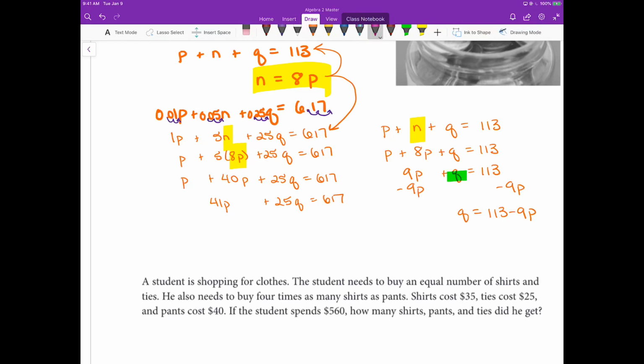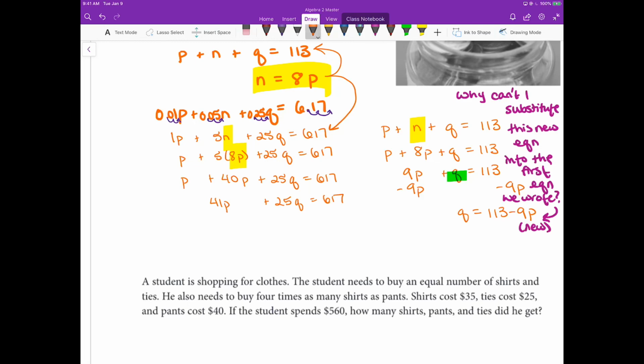And you can answer here, why can't I substitute this new equation into the first equation we wrote? Write this new equation here. You can answer that question here in your notes as well. And then we can substitute it into here and solve for p.